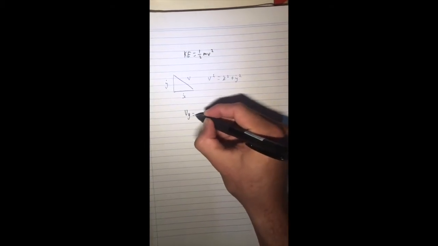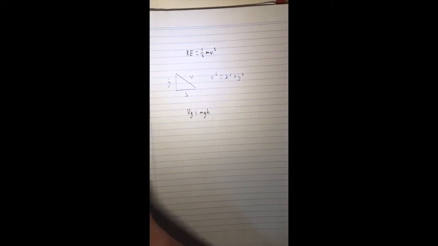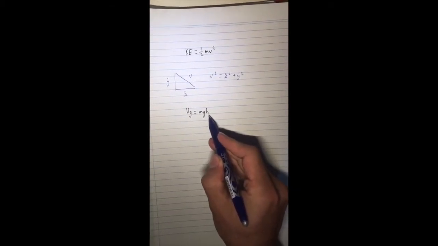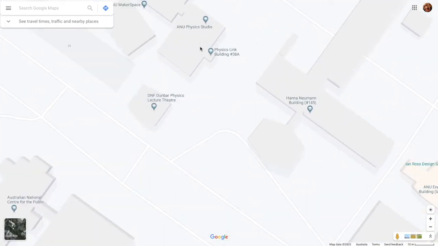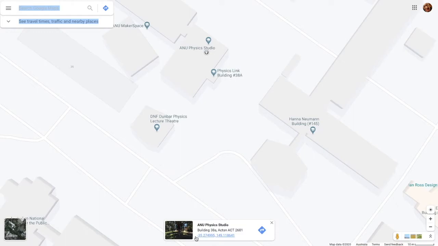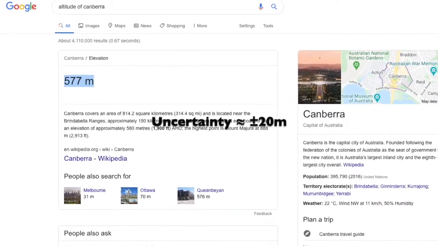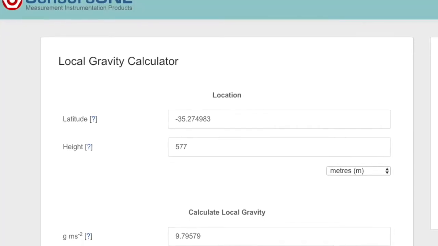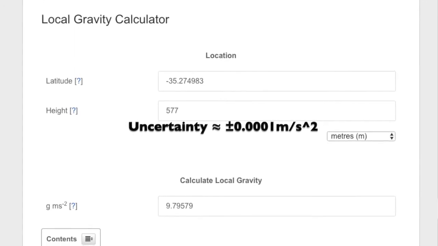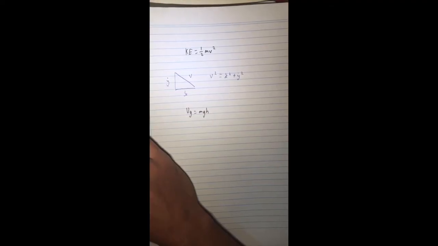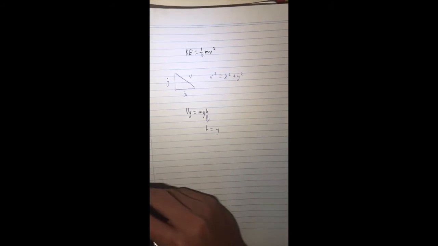The gravitational potential energy formula, U_G = m g h, requires us to know the acceleration due to gravity as well as the height of the particle. Using a local gravity calculator, taking note of the exact latitude of the physics teaching building, and noting the approximate altitude of Canberra with an uncertainty of plus or minus 20 metres, we were able to estimate the acceleration due to gravity experienced by the weight with an uncertainty of about 0.0001. The height of the particle could be obtained as simply the y position of the pendulum.